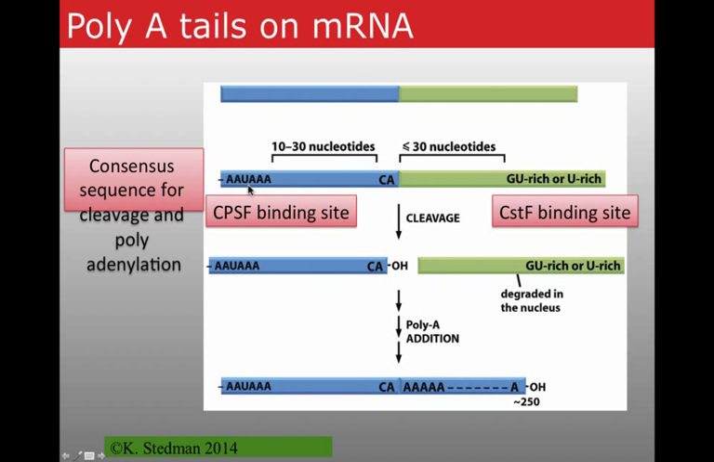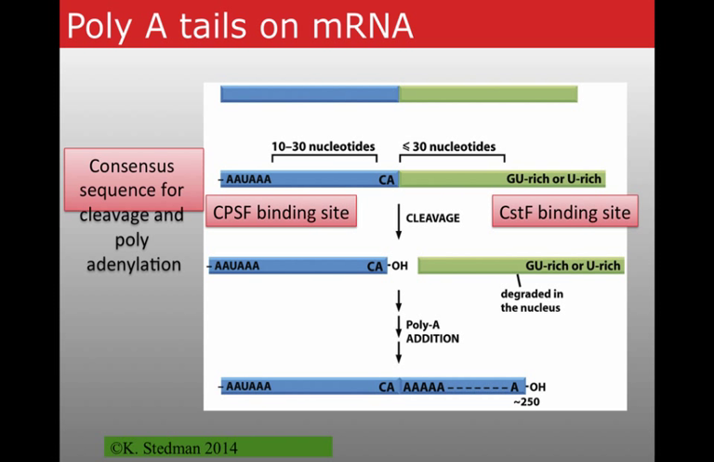In eukaryotic messenger RNAs, there's a consensus sequence here, AAUAA. The sequence is not critical. But what's important here is that this is a binding site for a particular protein, which is called the cleavage and polyadenylation specificity factor, CPSF, so it binds to the RNA. Again, this is the RNA sequence.